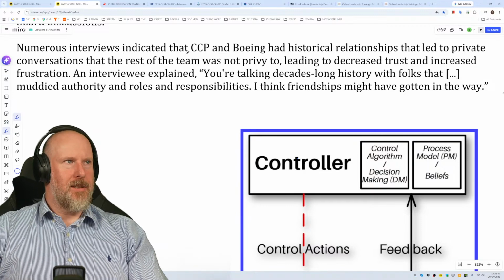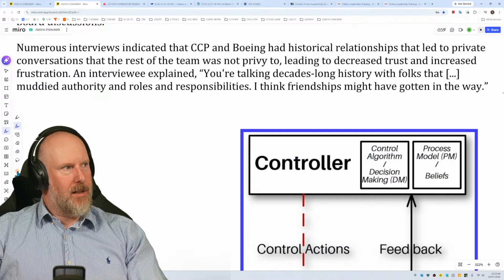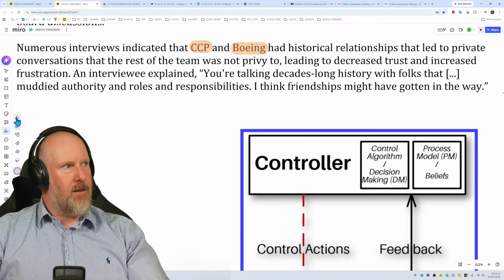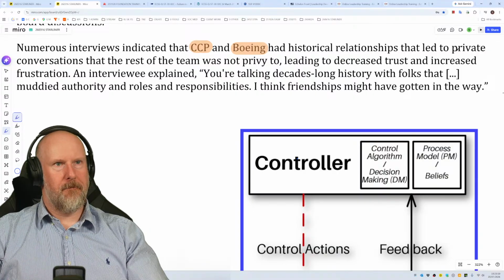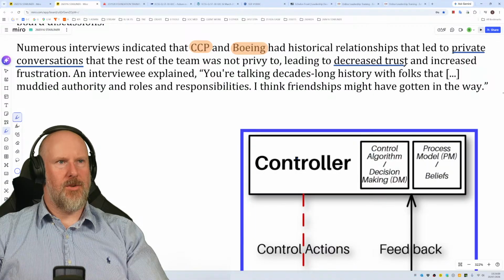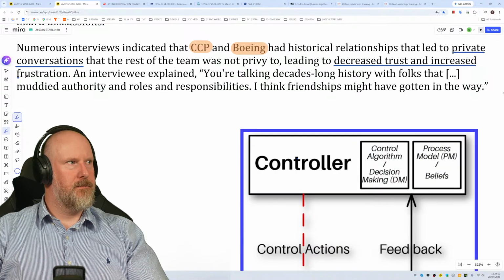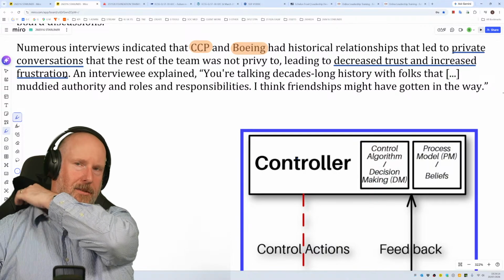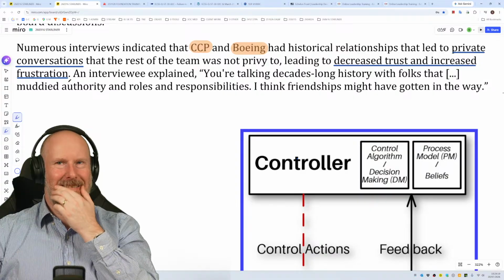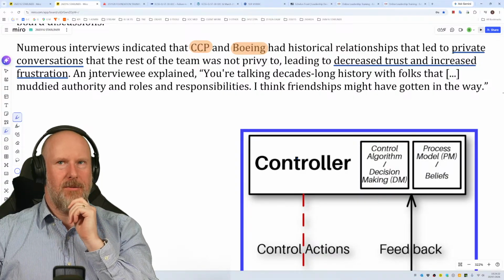Numerous interviews indicated that CCP and Boeing had historical relationships that led to private conversations that the rest of the team was not privy to. So these are private interactions, but they have an implication: the rest of the team was not privy to them, leading to decreased trust and increased frustration. Yes, I can certainly understand that. I've been on a couple of sides of that over the years, and it is challenging and frustrating.